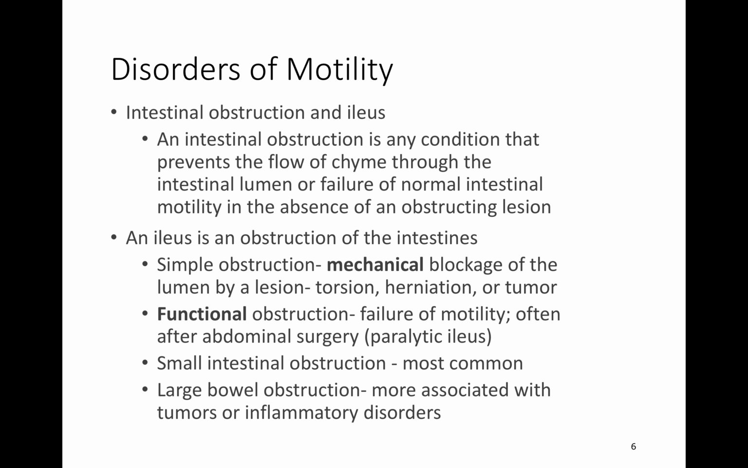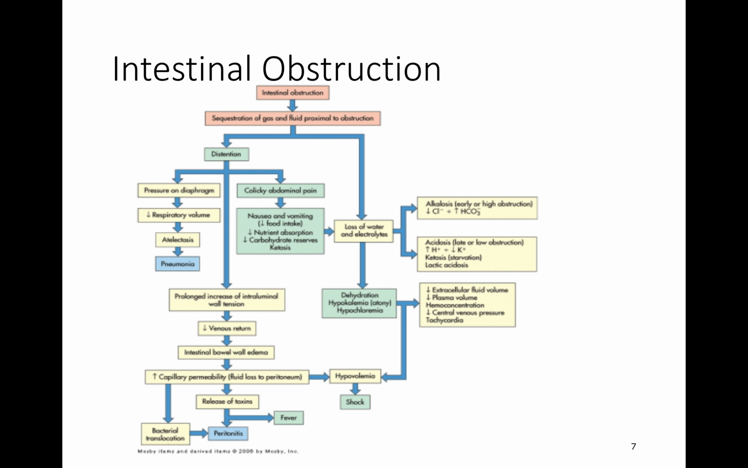An ileus, just to back up a little bit, can be caused by either a mechanical blockage, which would be, again, a lesion, a tumor, herniation, or torsion, or a functional obstruction, which is the one we most commonly see through surgery. And here's a picture of intestinal obstruction. You can see what happens, almost always causing distension, no matter what it's from.